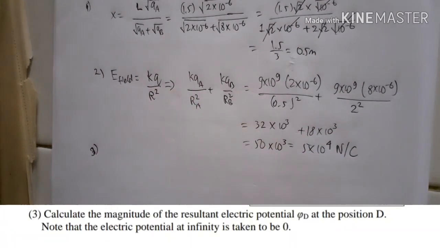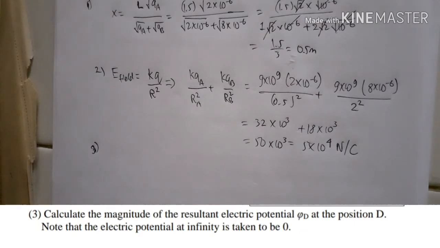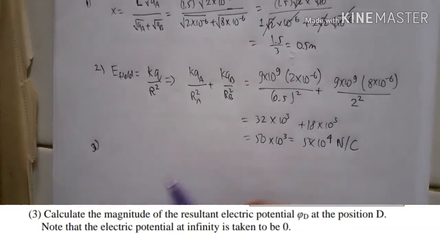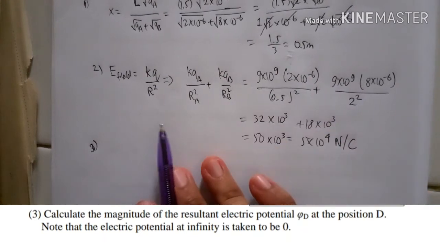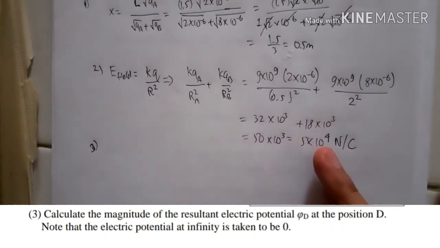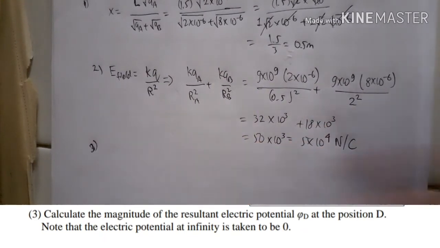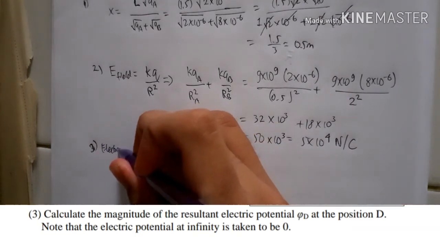And now for number 3, it says calculate the magnitude of the resultant electric potential. How to read that? It is phi D at the position D. Note that the electric potential at infinity is taken to be 0. Now it is just using the formula of the electric potential. Remember, the electric potential as in the question is different from electric potential energy.